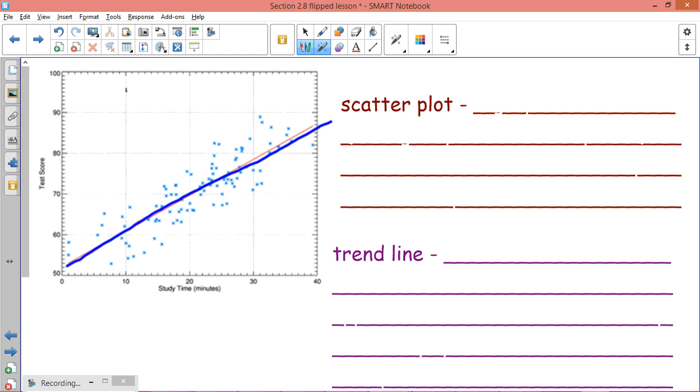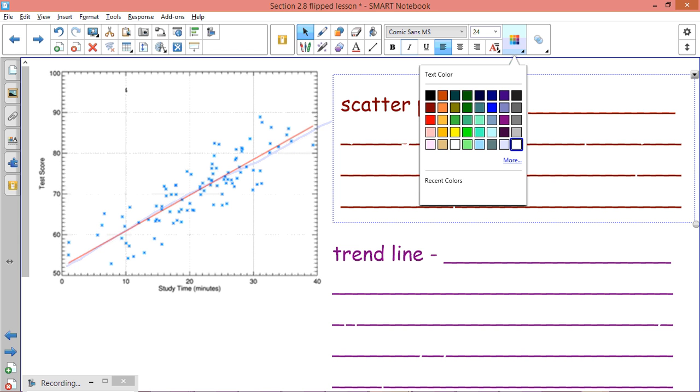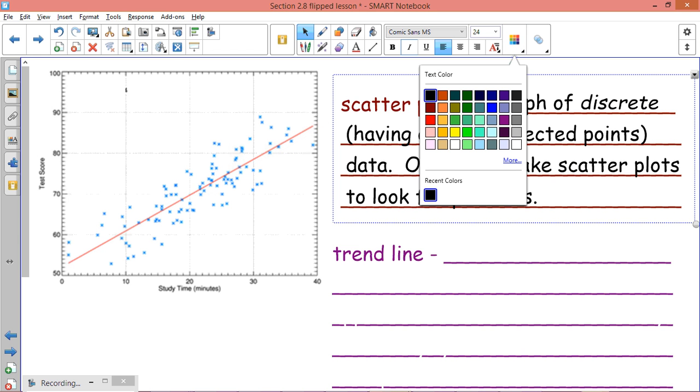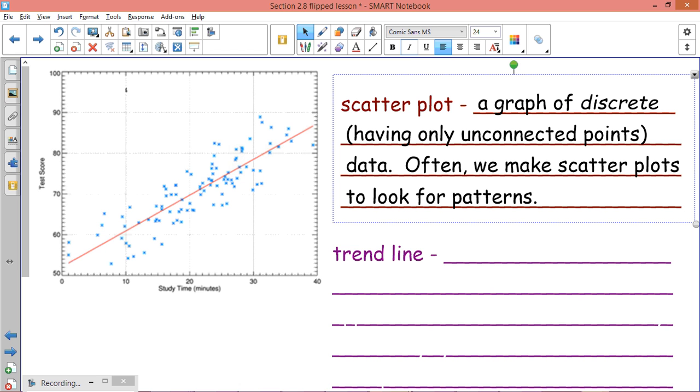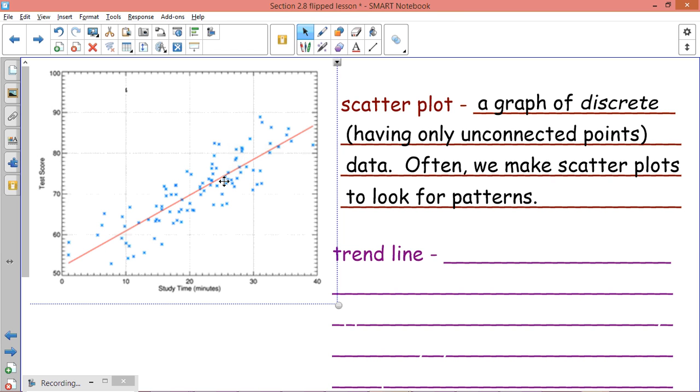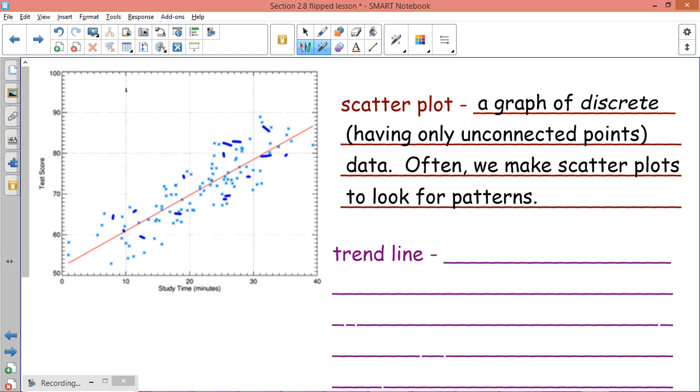So I want you to write down these definitions. Okay? The first one, scatter plots, means a graph of discrete, that's having only unconnected points, data. So this is all a bunch of unconnected data points, and that's what a scatter plot is, when we graph a whole bunch of points. Okay? Often we make scatter plots to look for patterns, as we're doing in this lesson.